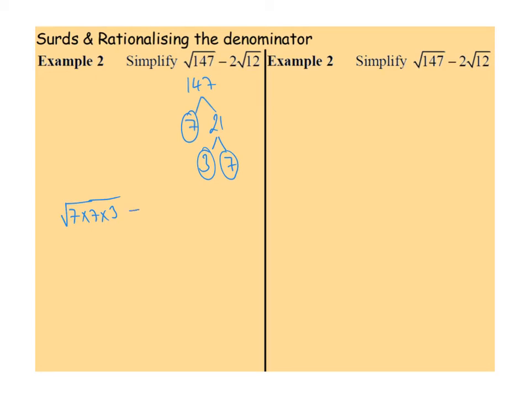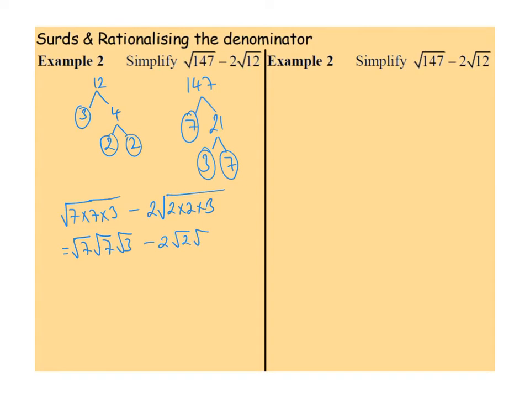And then I've got 2 root 12, so that's going to be 2 times the square root of something, and again I need to do the prime factorisation of 12. Lots of different ways to decompose 12. I'll go for 3 times 4. 3 is a prime number, and 4 is 2 multiplied by 2. Those are both prime numbers. So that's going to give me root 2 times 2 times 3. And so this gives me root 7, root 7, root 3. Take away 2, root 2, root 2, root 3.